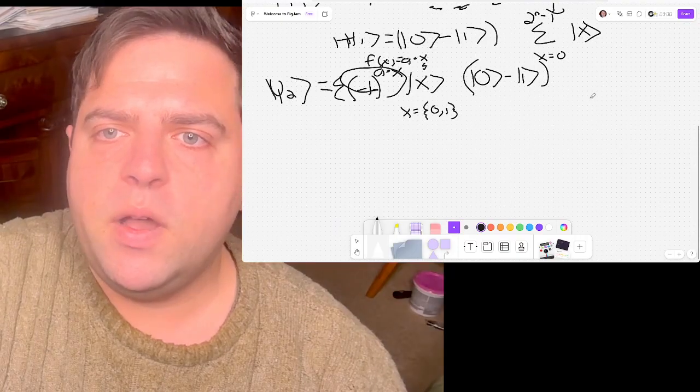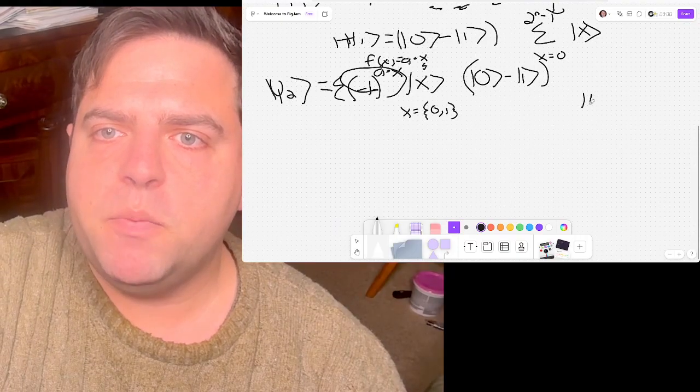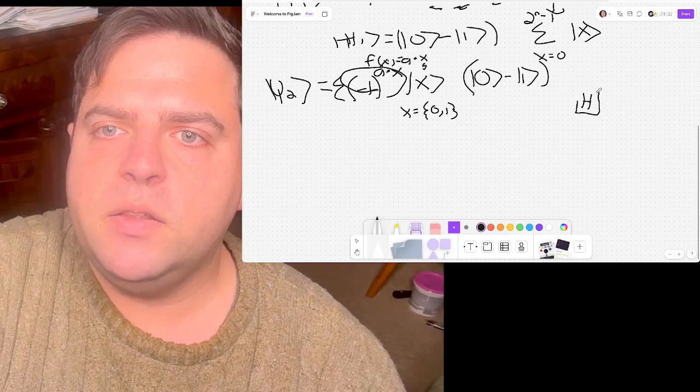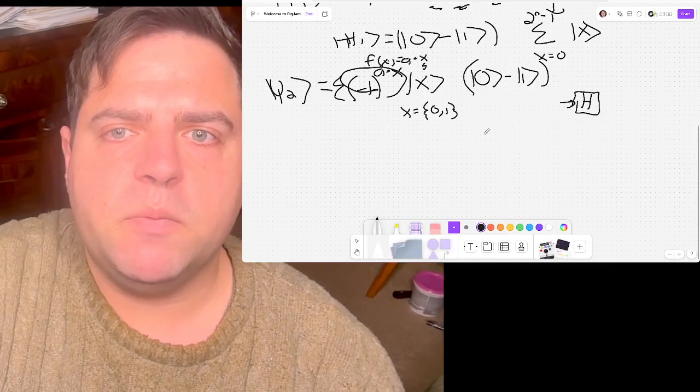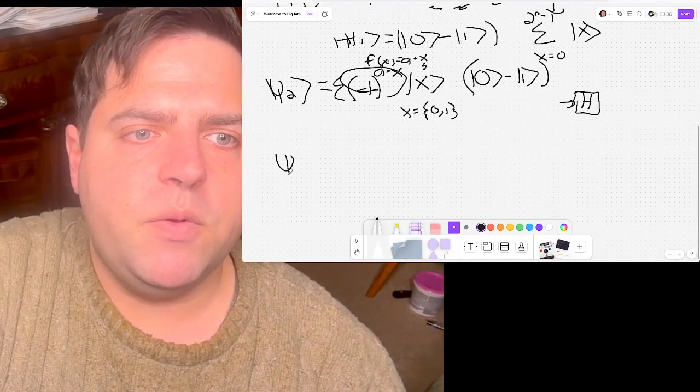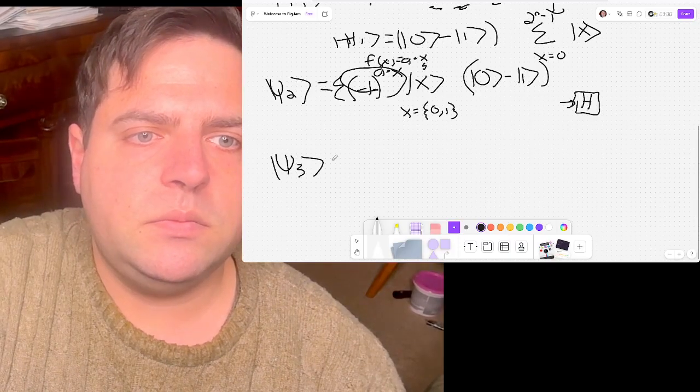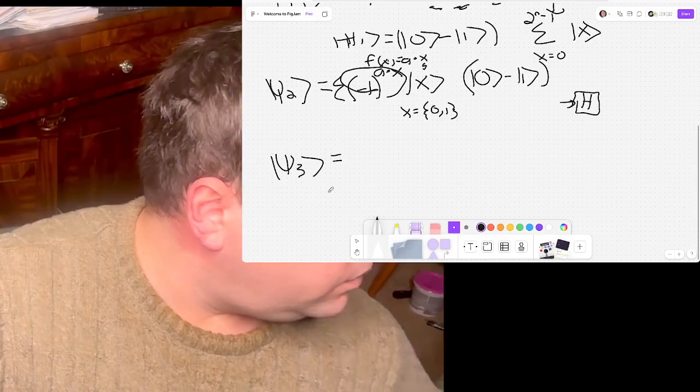So now I'll redraw the last part of the circuit, but basically this is just going to go through another Hadamard gate, and then we're going to measure it. This top is going to go through another Hadamard gate, and then we're going to measure it. And finally, we will get this.